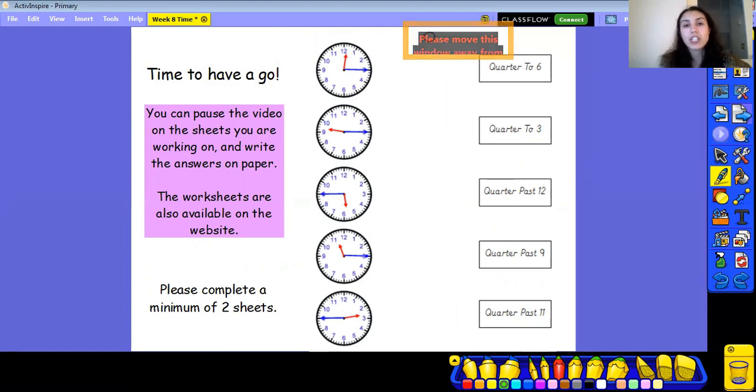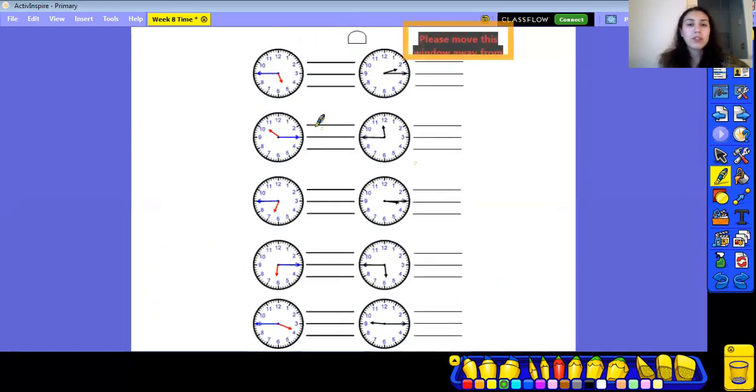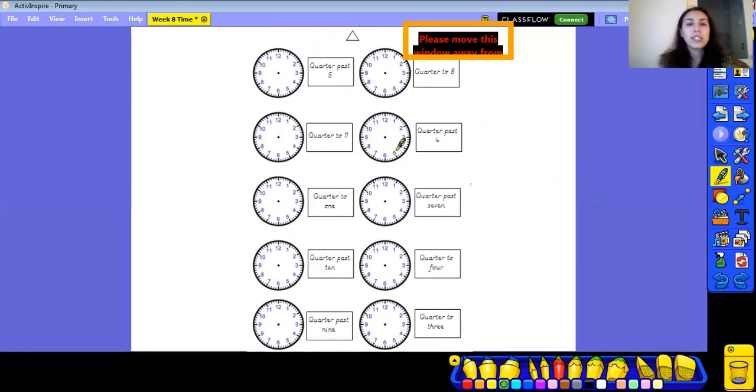Following the same structure as yesterday, you have got the circle sheet, which is where you need to match the clock face to the written time. All of them are quarter past or quarter to the hour. The semicircle sheet, you've got some clock faces and you need to physically write the time down that those clocks are showing. Again, all quarter past and quarter to. Triangle sheet. This is where it gets a little bit more tricky because you've got the time written here and you need to draw the arrows on the clock face.